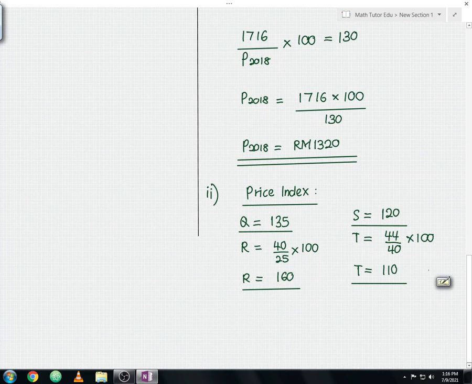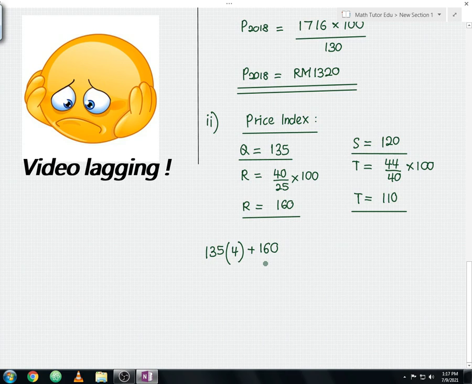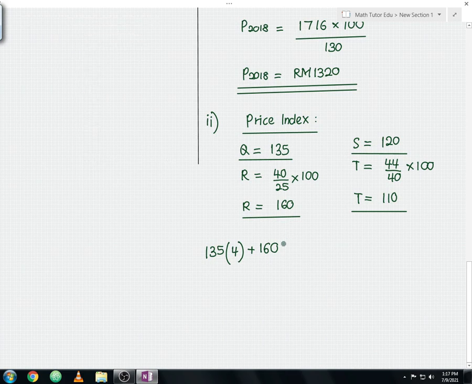Using the calculation of the composite index, where the summation of price index times the weightage, guys, in this case, please take a look at the working. The price index of Q is 135. We're going to start with component Q. So 135, you times with the weightage of component Q, in this case the weightage is actually 4. So 135 times 4, and then you plus the price index of component R, in this case is 160, times the respective weightage. In this case the weightage for component R is 12. So you times with 12.